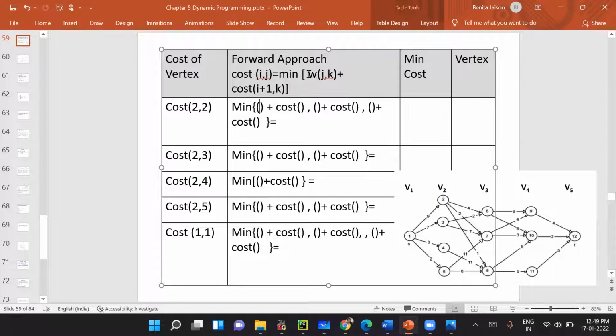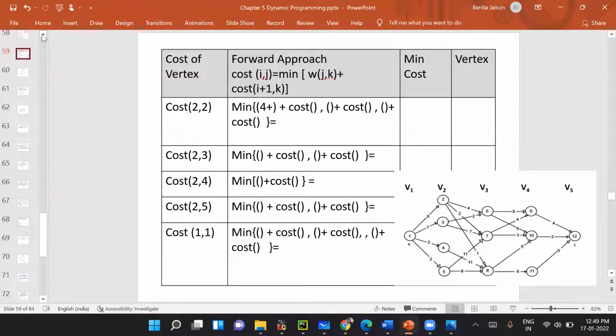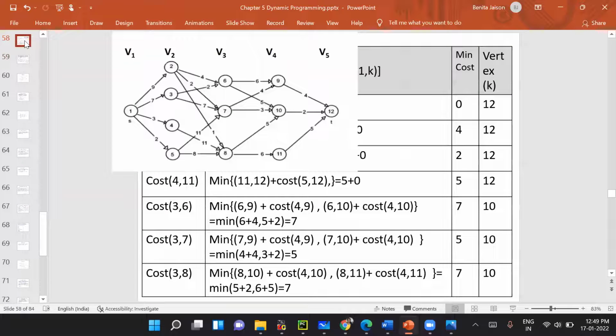What is the weight of the edge from 2 to 6? It is 4. Right? 4 plus the cost of vertex 6, which we have already calculated in the previous slide. So you have to take it from the previous slide. I'll write it down in my note. That is better, no? If you were able to tell me, it was fine. Otherwise I'll write 6.